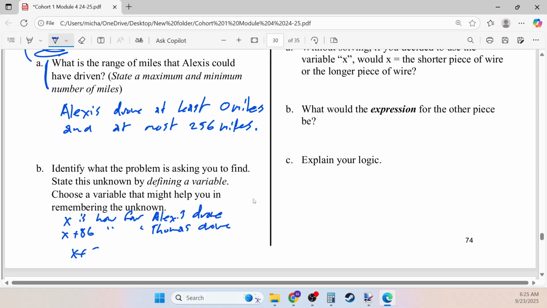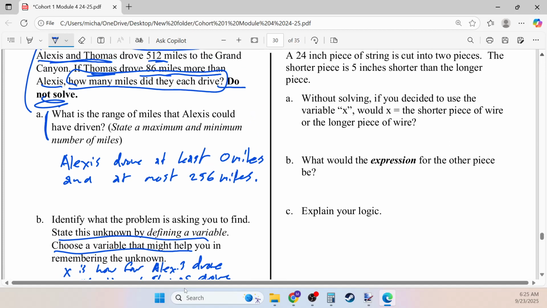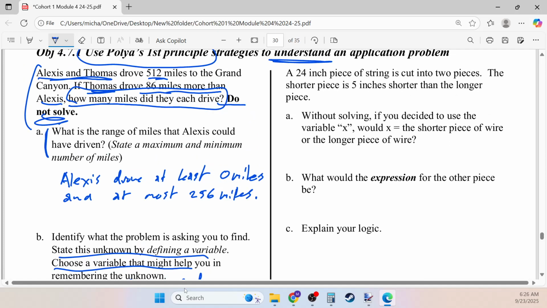So X plus 86 plus X equals 512 describes the situation. So we chose a variable that might help us remember. We stated the unknown by defining a variable. We actually went a step further by writing out an equation, but I don't think that that's too far. So this is an equation that would solve the problem, and we weren't asked to actually solve it. We were asked to just explore and understand the problem.